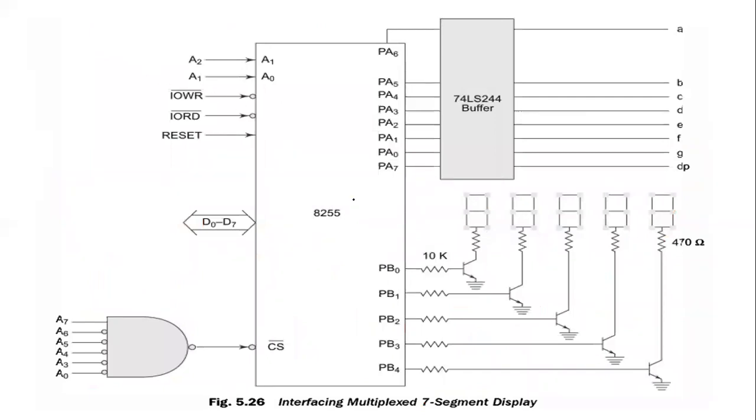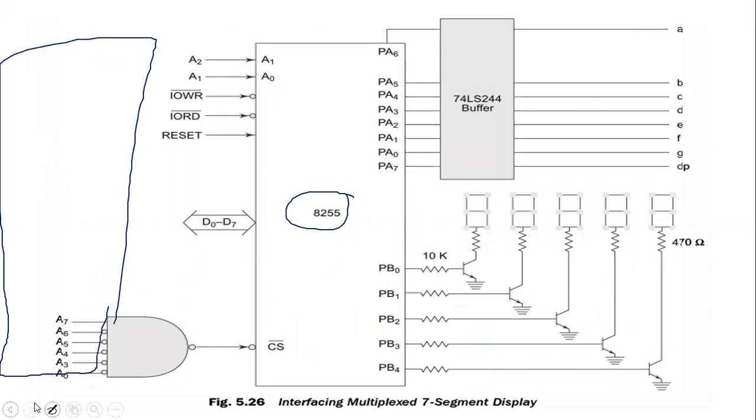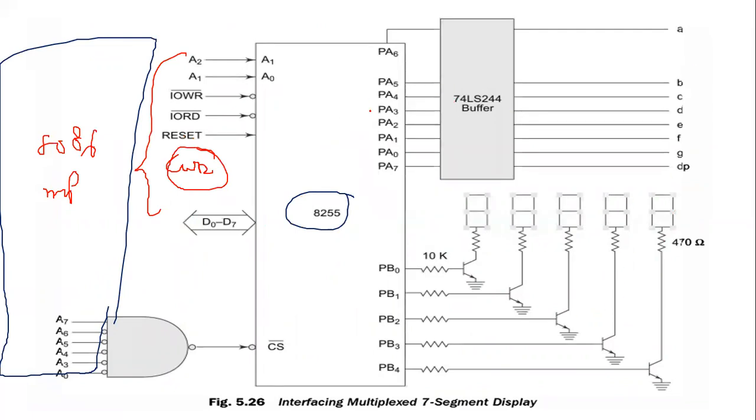Same again, this is 8255. You are going to connect it to the 8086 microprocessor. This is the data bus, and by combining this you write the CWR also. So this is the 7 segment display. See this, we are using port A.